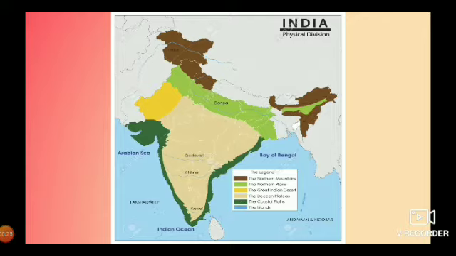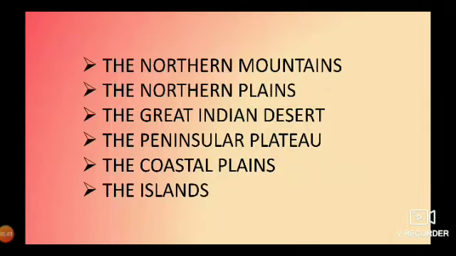Okay, what are the physical divisions of India? Let's have a quick recap, okay? India is divided into 6 main physical divisions. The 6 main physical features of India are northern mountains, northern plains, peninsular plateau, the coastal plains, the islands and the desert. So they are the 6 main physical divisions or the physical features of India.